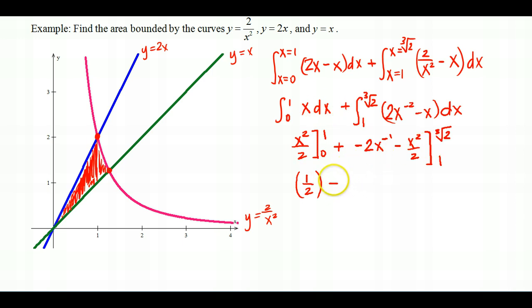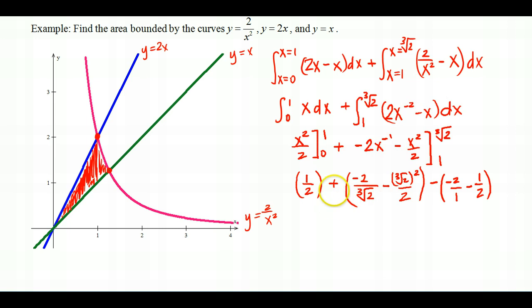And then here, well, this one's going to look pretty ugly. It's going to be negative 2 over the cube root of 2 minus the cube root of 2 squared over 2. And that's just plugging in the cube root of 2, and then I subtract plugging in 1. So I'll get negative 2 over 1 minus 1 over 2.